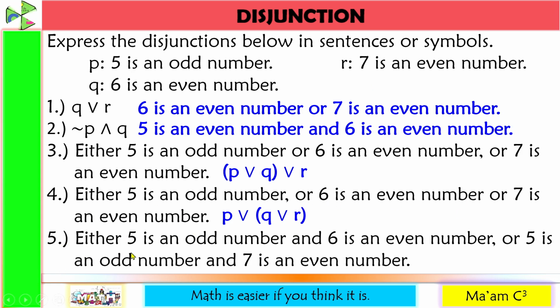Last one, either 5 is an odd number and 6 is an even number, or 5 is an odd number and 7 is an even number. So here is the comma. So this statement is considered one group and after that is also considered one group. So 5 is an odd number, that is proposition P. And then we have and. 6 is an even number is proposition Q. And then we have here or. Then 5 is an odd number, again is proposition P. And then we have here and. 7 is an even number is proposition R. When translating from English sentences to logical expressions, the comma would be useful. So take note on how to use them properly.